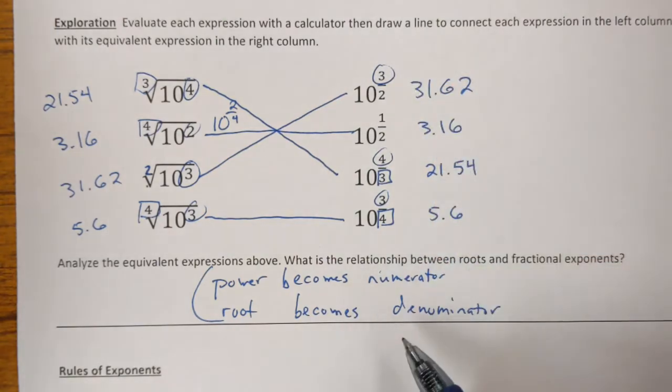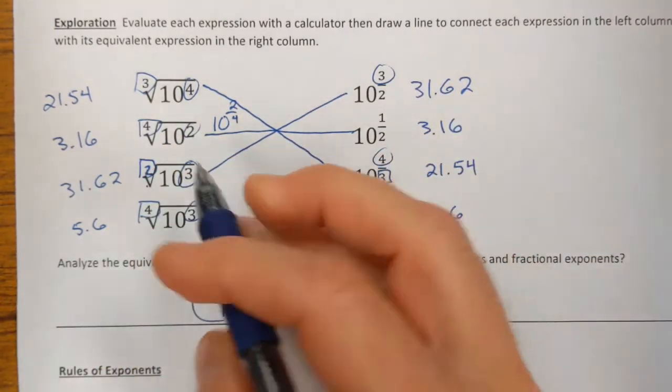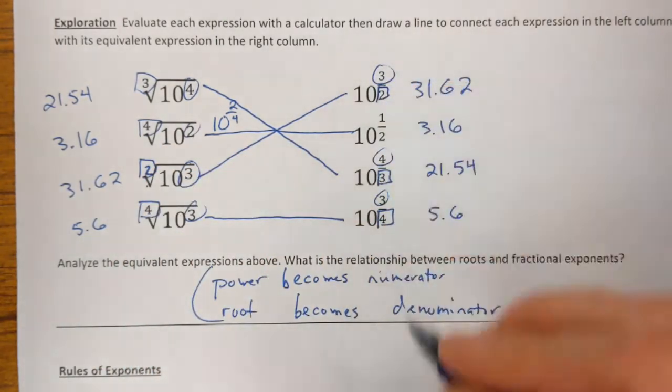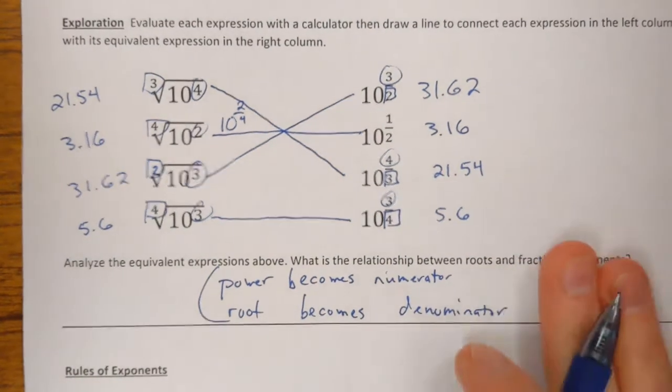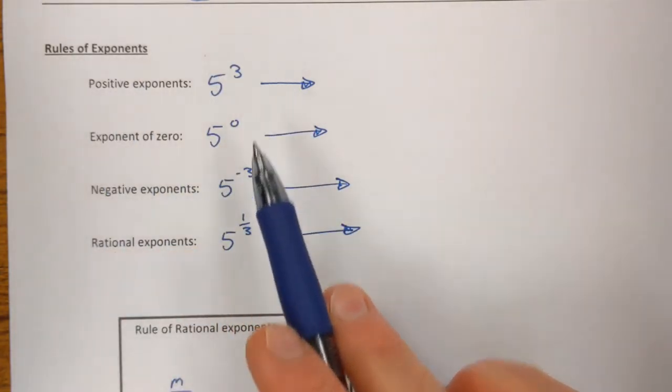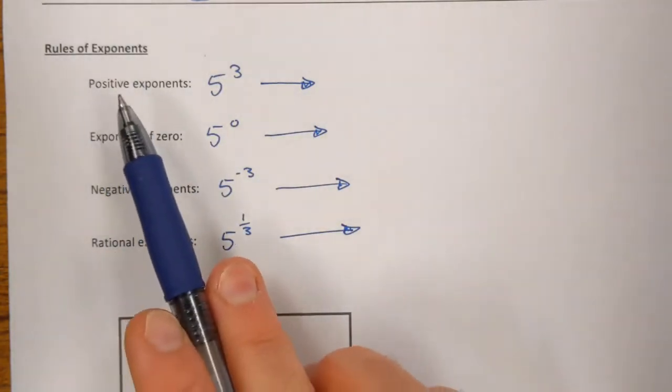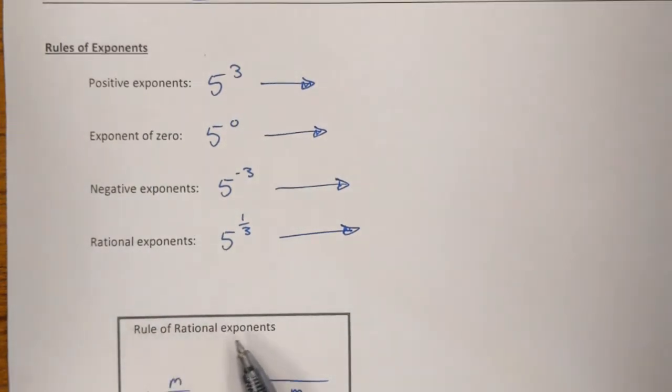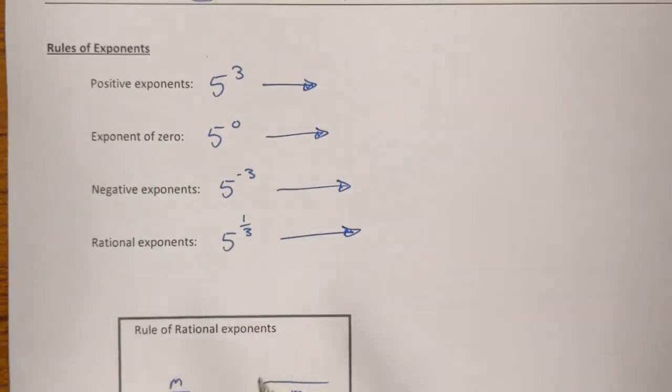That becomes the numerator of my fraction. And we have a root of 2. That becomes the denominator of my fraction. So keep this relationship in mind. Let's actually take the time right now to review all of our rules of different types of exponents you can get. And we'll end with our rule of rational exponents, the highlight of these notes.